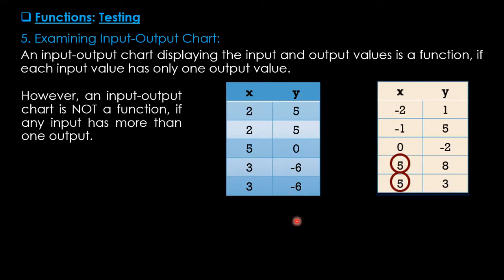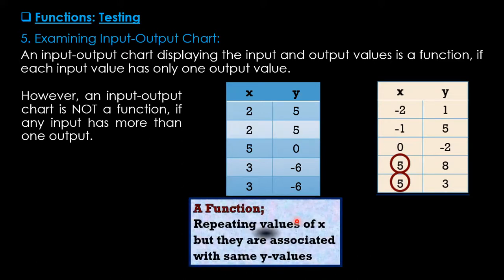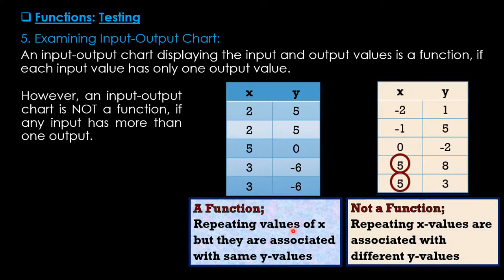Now is it a function? It is a function. Why? There are repeating values of x, but they are associated with the same y values, like 2, 5, 2, 5, 5, 0, 3, -6, 3, -6. So repeating values of x, 2 and 2, both are giving the same output or y value. That's why it is a function.